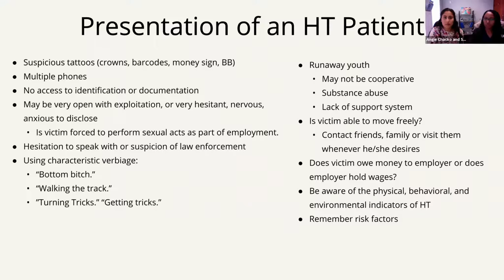So now we're going to go over a little bit about the presentation of an HT patient. We look for suspicious tattoos. Sometimes we'll show some pictures later on, but crowns are a really common one that we see. Sometimes they have barcodes, money signs, or BB, which is technically called bottom bitch. That's what they use to call the madame of a human trafficking operation. Basically, sometimes there's a pimp and there are multiple women who that pimp has control over. There's a woman who he trusts to do the work for him. If he's not there, if he's engaged in something else, then she will keep the other women in line. So that's who the BB is.